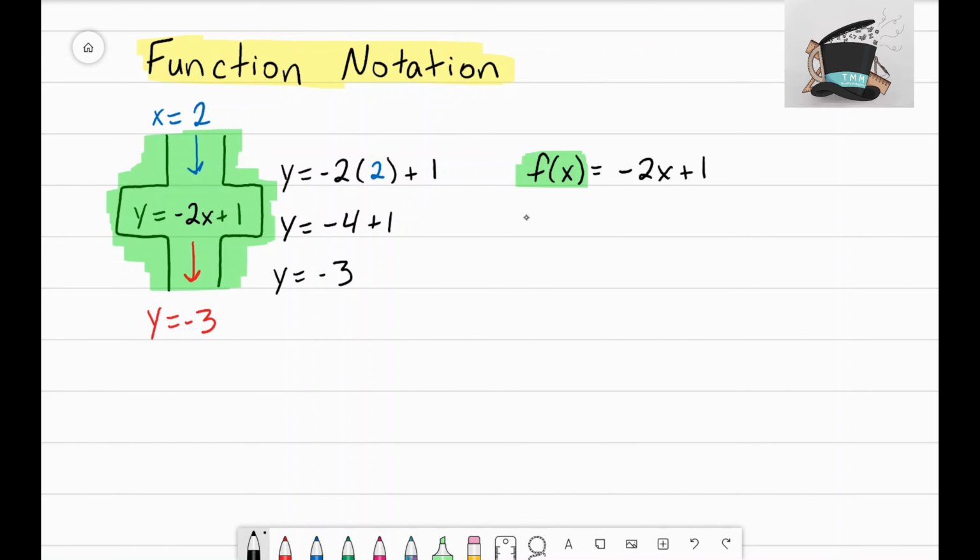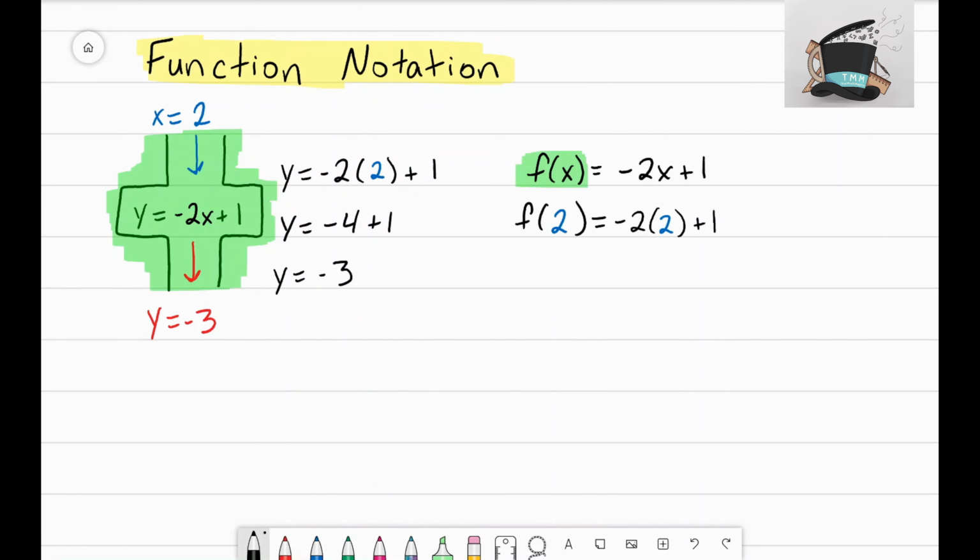I'm still going to write out f of x, but now my input, remember what we dropped into the function machine, was x equals 2. So I'm going to write f of 2, and that represents me taking my function and having an input of 2. I write my equation now, negative 2x plus 1. Again, I'm not going to write down the variable x because I know that my x became a 2. So this x is also going to become a 2.